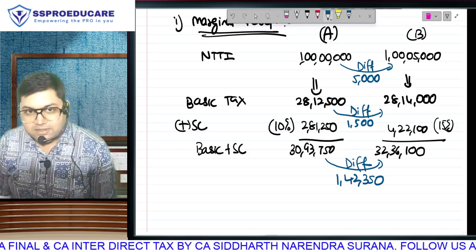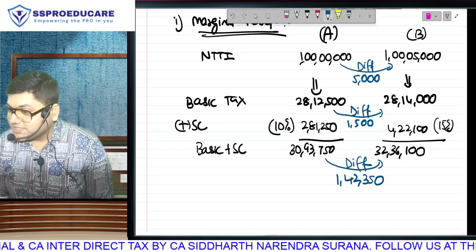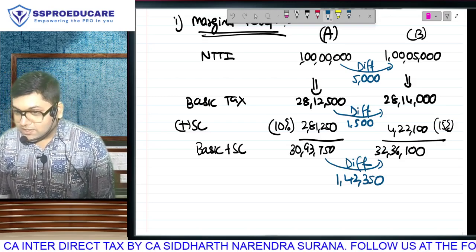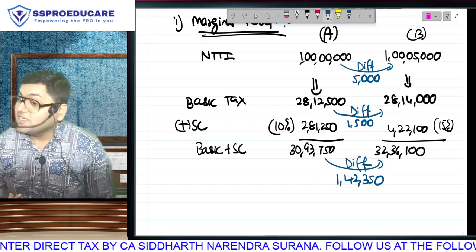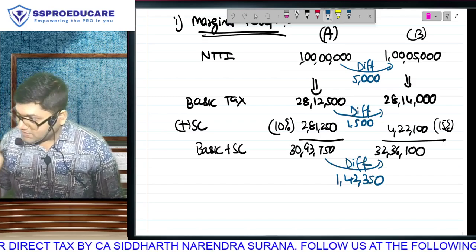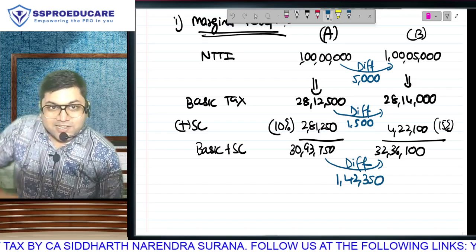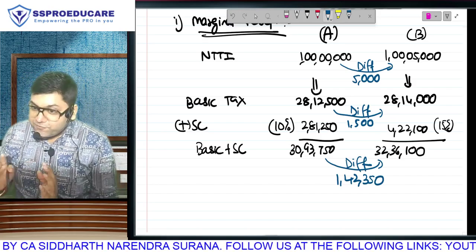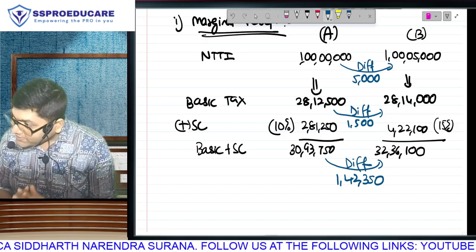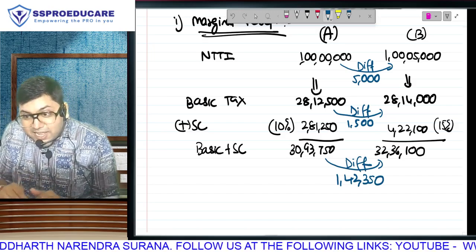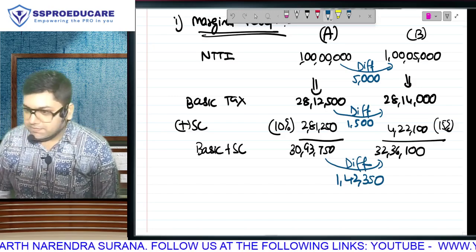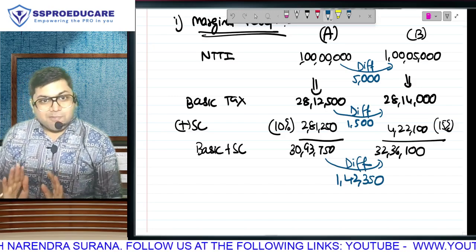Correct hai? Now comes the objection of B. Just think about yourself as B. You are B. How much have you earned more than A? 5,000. The difference in income is 5,000 only. And how much tax you are paying more than A? 1,42,000. Matlab, think about it as B.